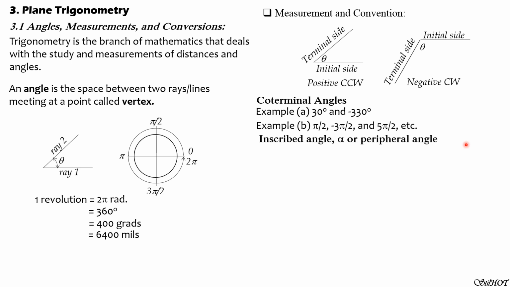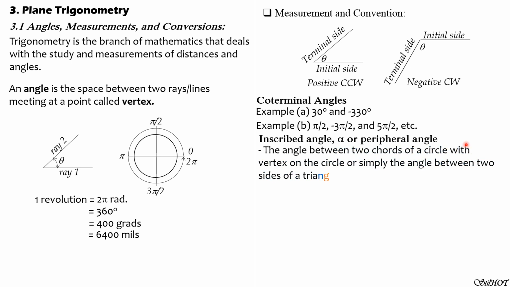We define inscribed angle, denoted by alpha, as the angle between two chords of a circle with vertex on the circle, or simply the angle between two sides of a triangle, or the interior angle. Any interior angle of a triangle is called a peripheral or inscribed angle. So to illustrate, we have a triangle inscribed in a circle. We can always do that, and that's an inscribed angle.